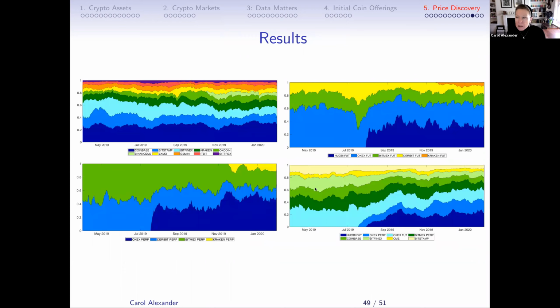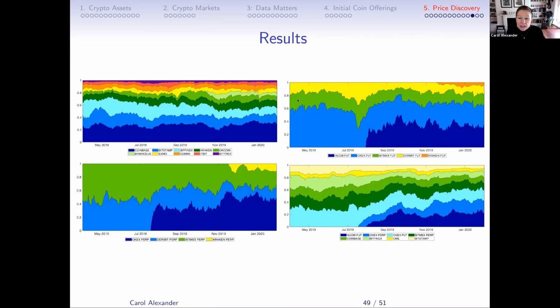Okay. So the results here are, as you can see, fairly stable over this period. Coinbase has almost always got about 20% of the information share on the spot markets. Bitstamp has gone down a little bit, but again, it's got about 10%. Bitfinex about 10%. Kraken maybe 10%. And OKCoin going less and less until Bittrex really has the least information share.